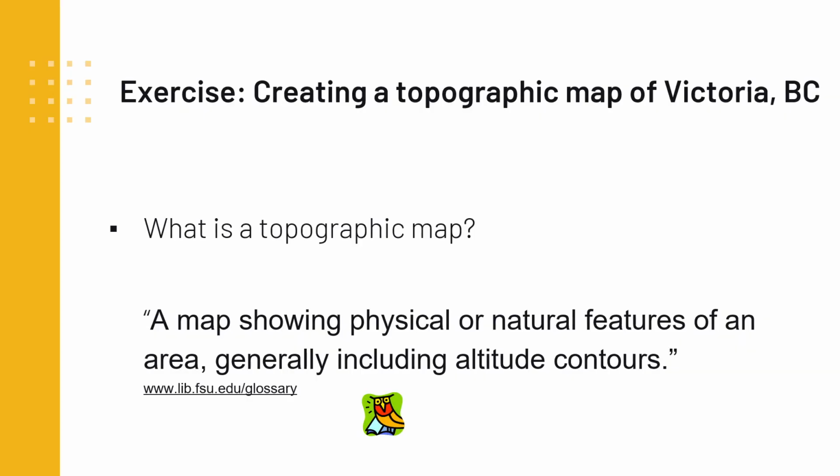The exercise today, we're going to be creating a topographic map of Victoria, British Columbia. So what is a topographic map? By definition, it's a map showing physical or natural features of an area, generally including contours.